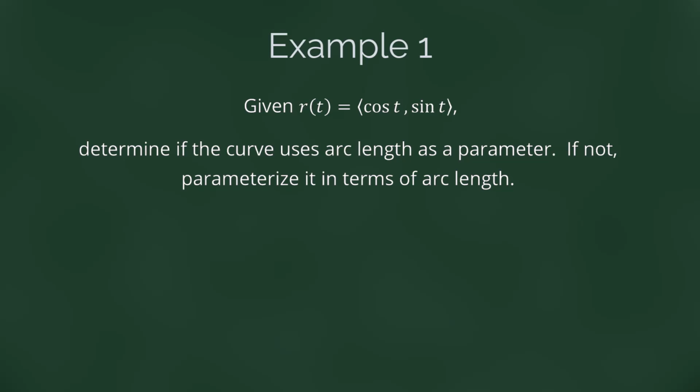Here we have the curve r(t) = <cos t, sin t>. And we want to determine if the curve already uses arc length as a parameter, and if not, we want to parameterize it in terms of its arc length. So to determine if the curve uses arc length as a parameter, what we're asking ourselves is, what is the magnitude of dr/ds? If that is 1, then we can stop. If it's not 1, then we have to reparameterize.